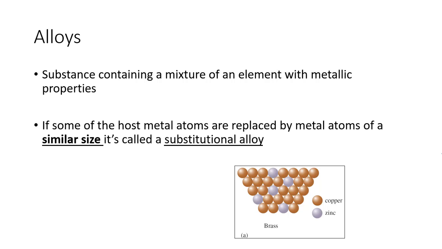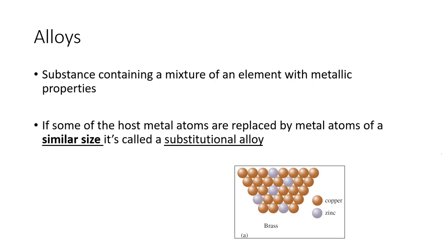All right, so now let's talk about alloys. Alloys are a specific type of that solid substance. Alloys are any time you have a mixture of an element with metallic properties. It can be where you've got two different types of metals within a lattice structure. And so in this case, you can have two different types of alloys.